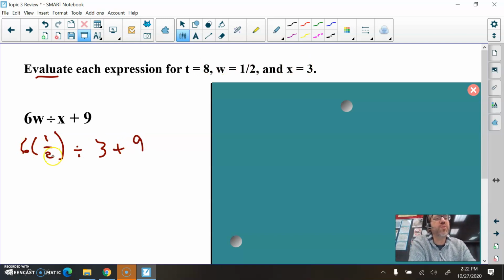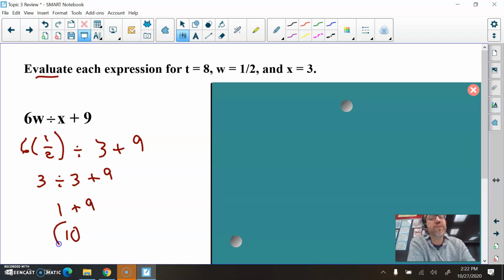What is 6 times 1/2? Well, that's the same thing as 1/2 times 6, or 1/2 of 6, which is 3. So I have 3 divided by 3 plus 9. Then I divide next. 3 divided by 3 is 1, and then 1 plus 9 is 10. See how easy that is? So you just plug in the values and solve.